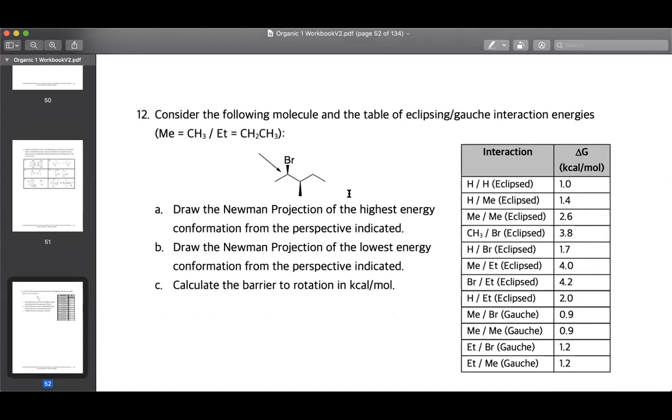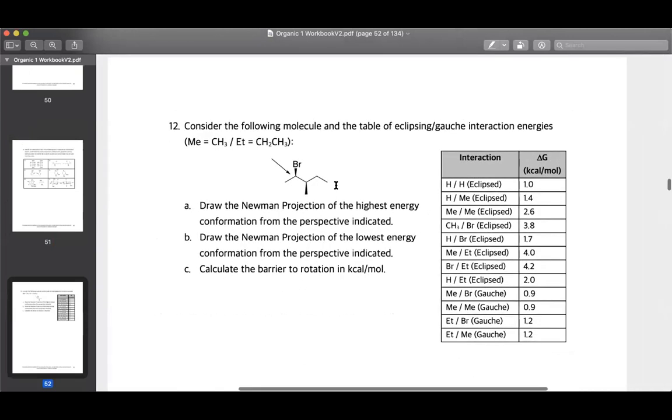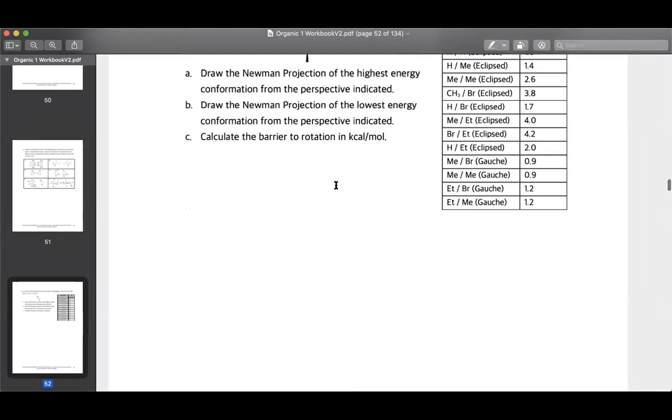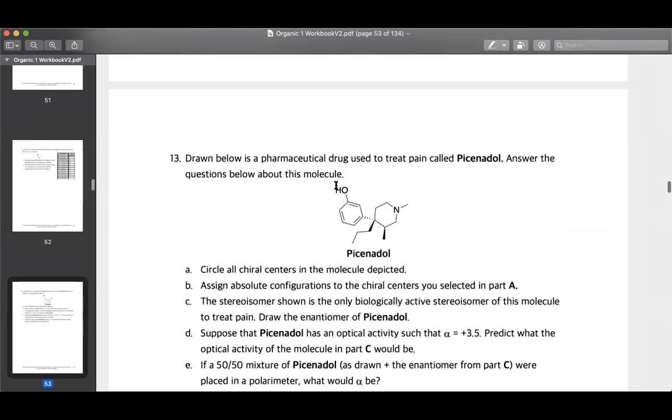You would basically draw the Newman of the current projection. You would then draw the Newman of the highest conformer, which is the eclipsed one, and the Newman of the lowest conformer, which is the staggered, anti conformation. Then calculate those delta G values based on this table, and subtract the lowest from the highest, and that would be your torsional energy. So definitely a good skill to know. Practice this when you can.